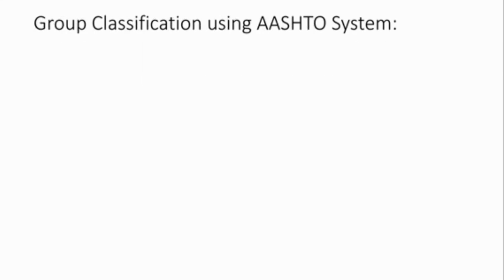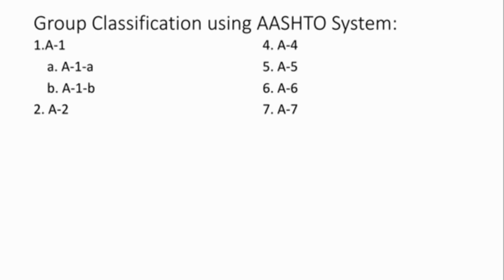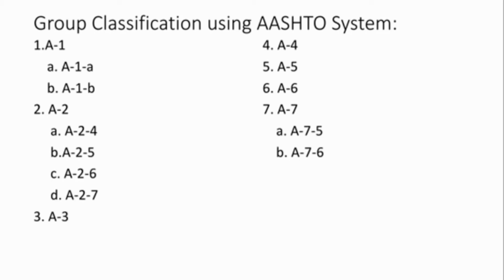Next, group classification using the AASHTO system. Now here are the groups. So there are 7 groups. In A1, group number 1, there are 2, the A and B. Number 2 naman, there are 4 classifications, A-3, and so on.